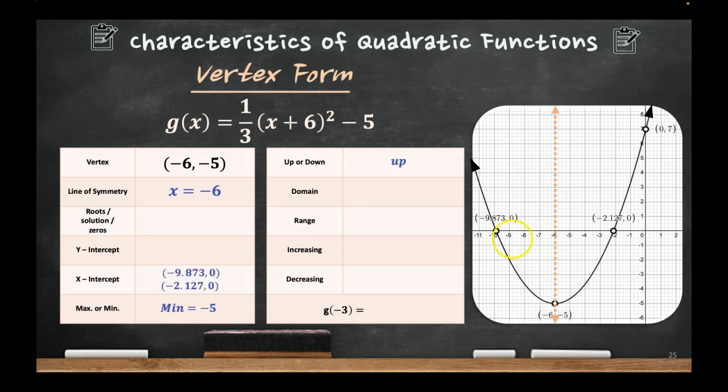Now your x-intercepts, you just click where it crosses the x-axis. Now your y-intercept, zoom out until you can see where it crosses the y-axis. As you can see here, it crosses at 7.